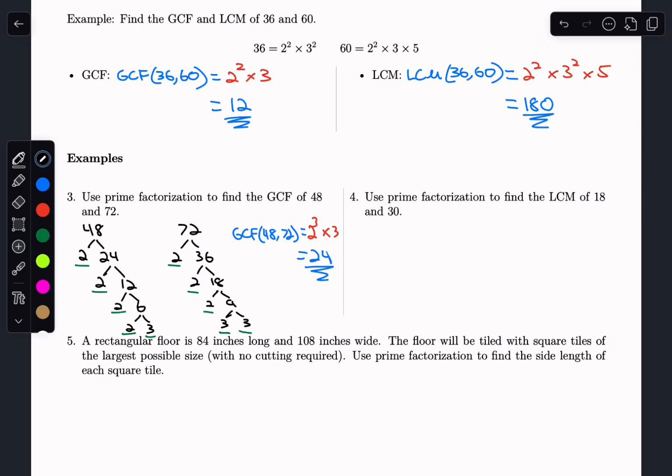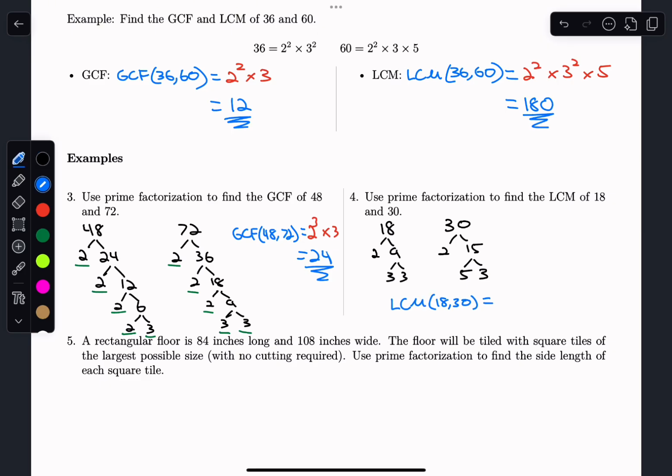All right, we're going to do the same thing now for finding the LCM in number 4 of 18 and 30. So we're going to break down 18 to be 2 times 9, and 9 is 3 times 3. And we'll break down 30 to be 2 times 15, and then 15 is 5 times 3. So now if we want to find the least common multiple, or the LCM, of 18 and 30, we just look at each factor and take the most of each thing that we see. So both numbers have 1 2, so 1 2 is the most we can take.